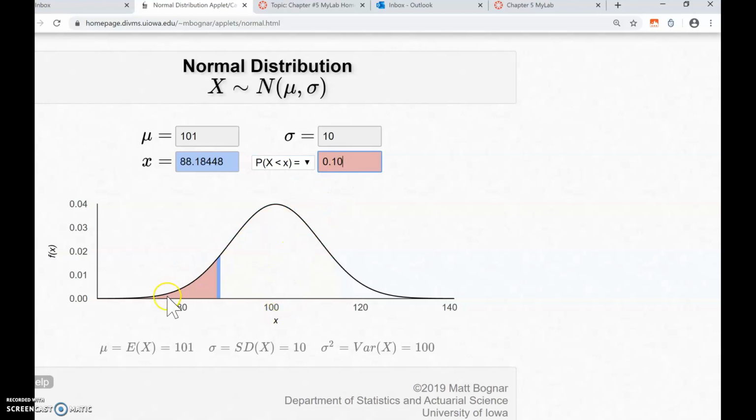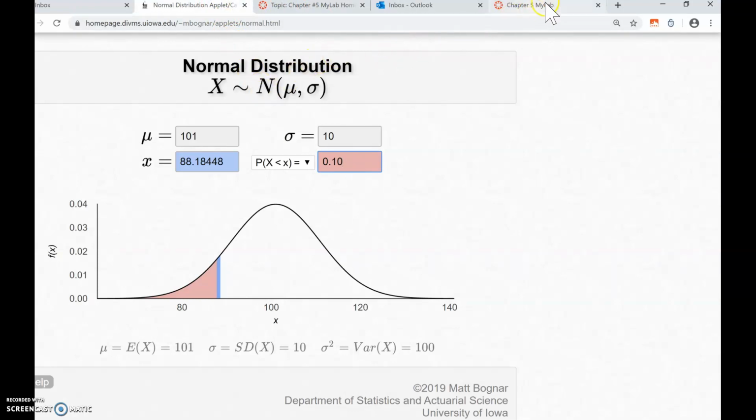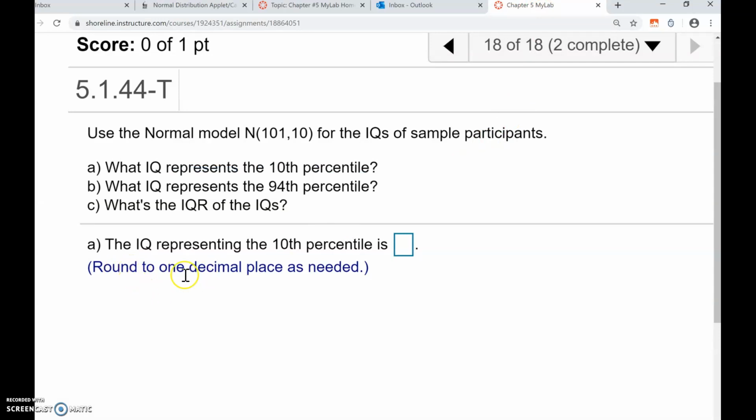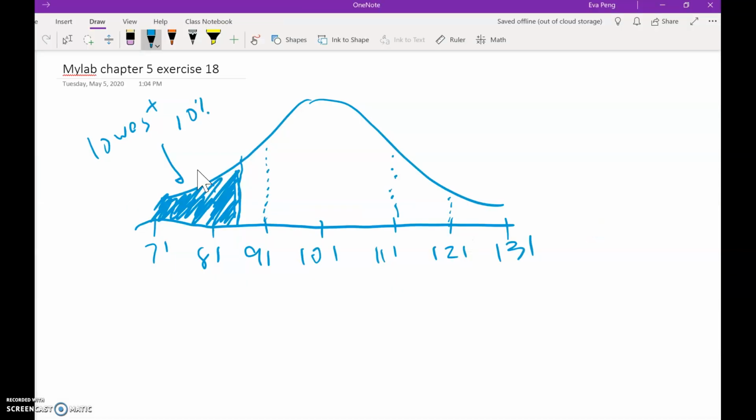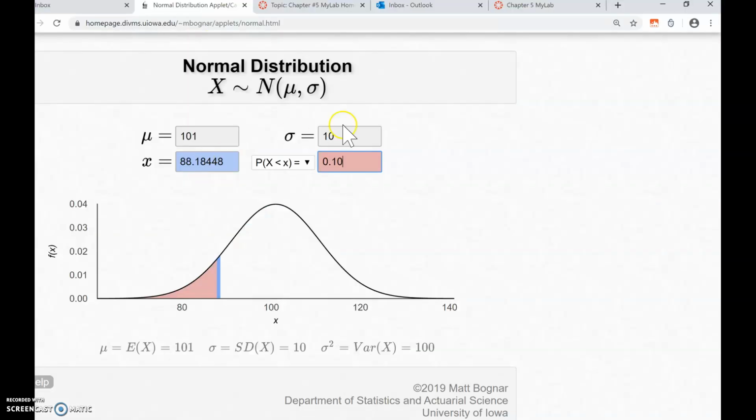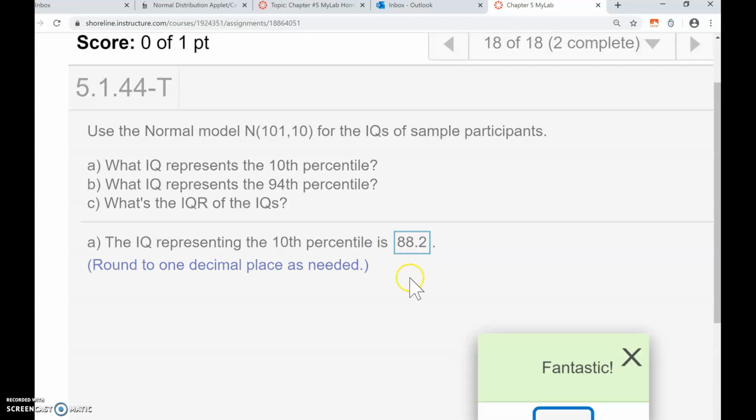So there it is. We have the normal curve. 101's in the middle, but they made the scaling by 20s. Here we have the lower 10%, and the score is 88.18448. Remember, the rounding is very particular. Back to the question. It says round to 1 decimal place as needed. So 88.18, round that to 88.2. Quick refresher on rounding: with 1 decimal place, the number after that is bigger than 5, so you round to 88.2. Let's type it in. 88.2. Fantastic, we got it right.